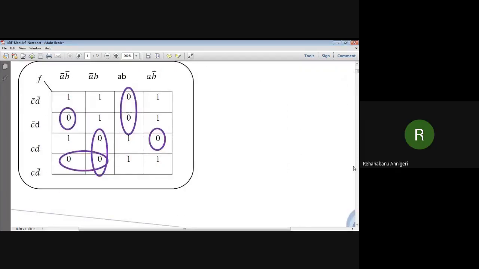A bar, B bar, C bar, D. All of you got the groups like this: 1, 2, 3 pairs and 2 isolated zeros. I hope all of you got the same. See, I had given the answer. Those who have not yet done, you can do it. Of course, the K-map is written in some different form, right? But the final answer will be the same.